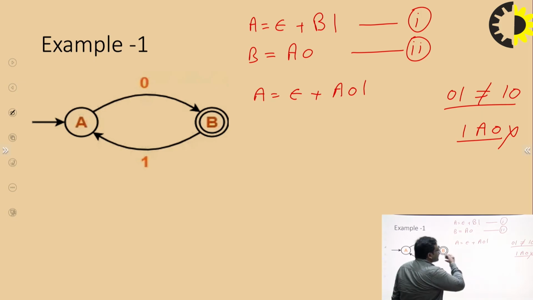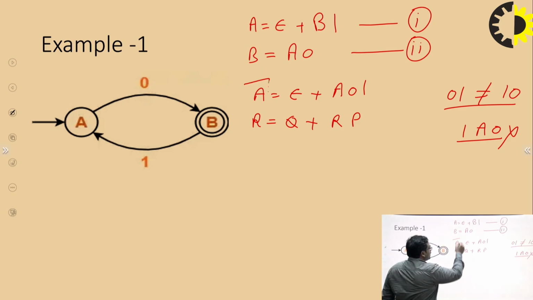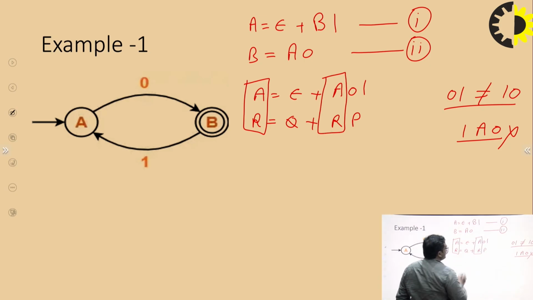Okay, so if I compare this equation, it can be compared with the Arden theorem. Arden theorem says that if an equation is in the form R is equal to Q plus RP, then it is matched. If you can see, in the place of R, here is A, in the place of R, here is A, the value of Q is null, and the value of P is 0, 1. Okay, so what is the solution? Solution is R is equal to QP star. This is basically what the Arden theorem says.